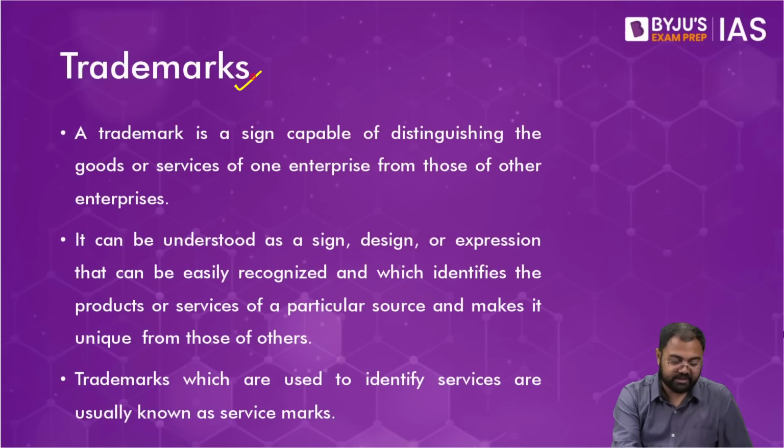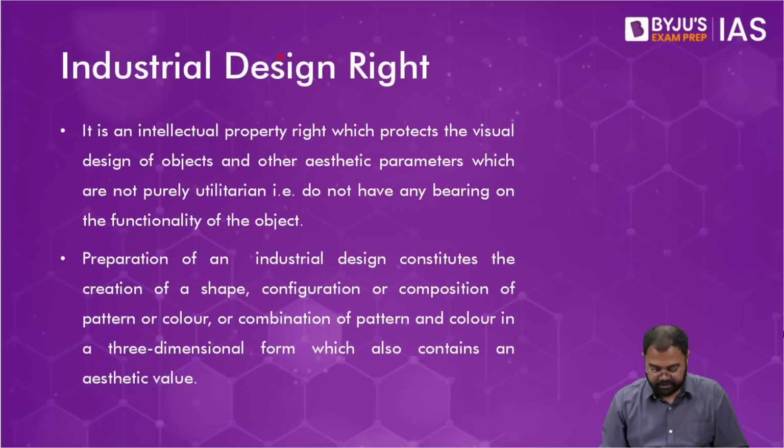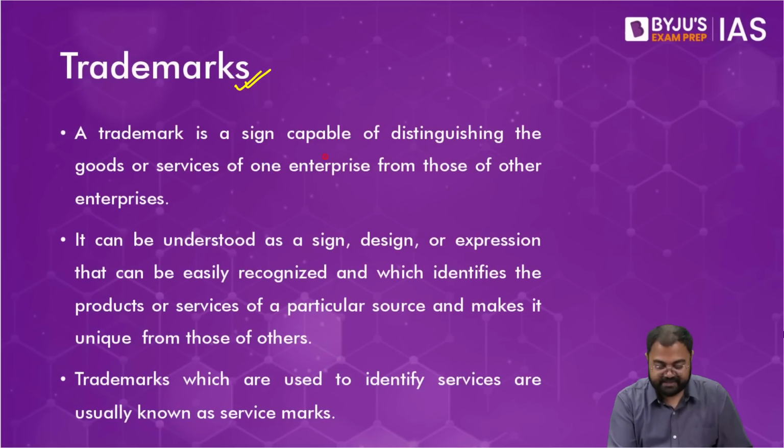Now after this we have something called a trademark. A trademark is basically a sign that is capable of distinguishing the goods and services of one enterprise from those of others. So it could be a sign, a design, or the way in which you are writing the name, or a symbol that you're using. All these things can be called trademarks.